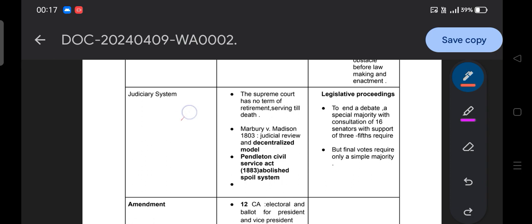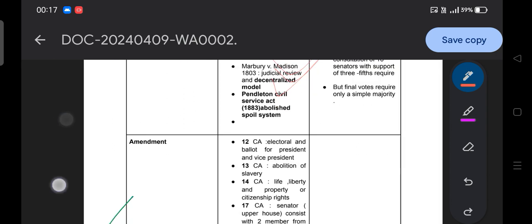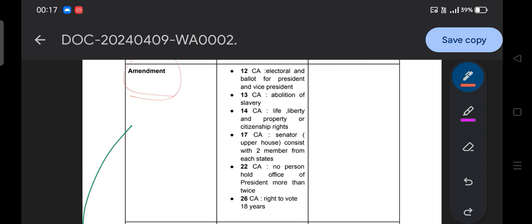Okay, then moving to the judicial system. Under that we discussed that the Supreme Court has no term of retirement, serving till death, and Marbury versus Madison 1803, judicial review and the decentralized model. Pendleton Civil Service Act 1883 abolished the spoils system. Moving to the amendments, the 12th amendment, electoral ballot for president and vice president.